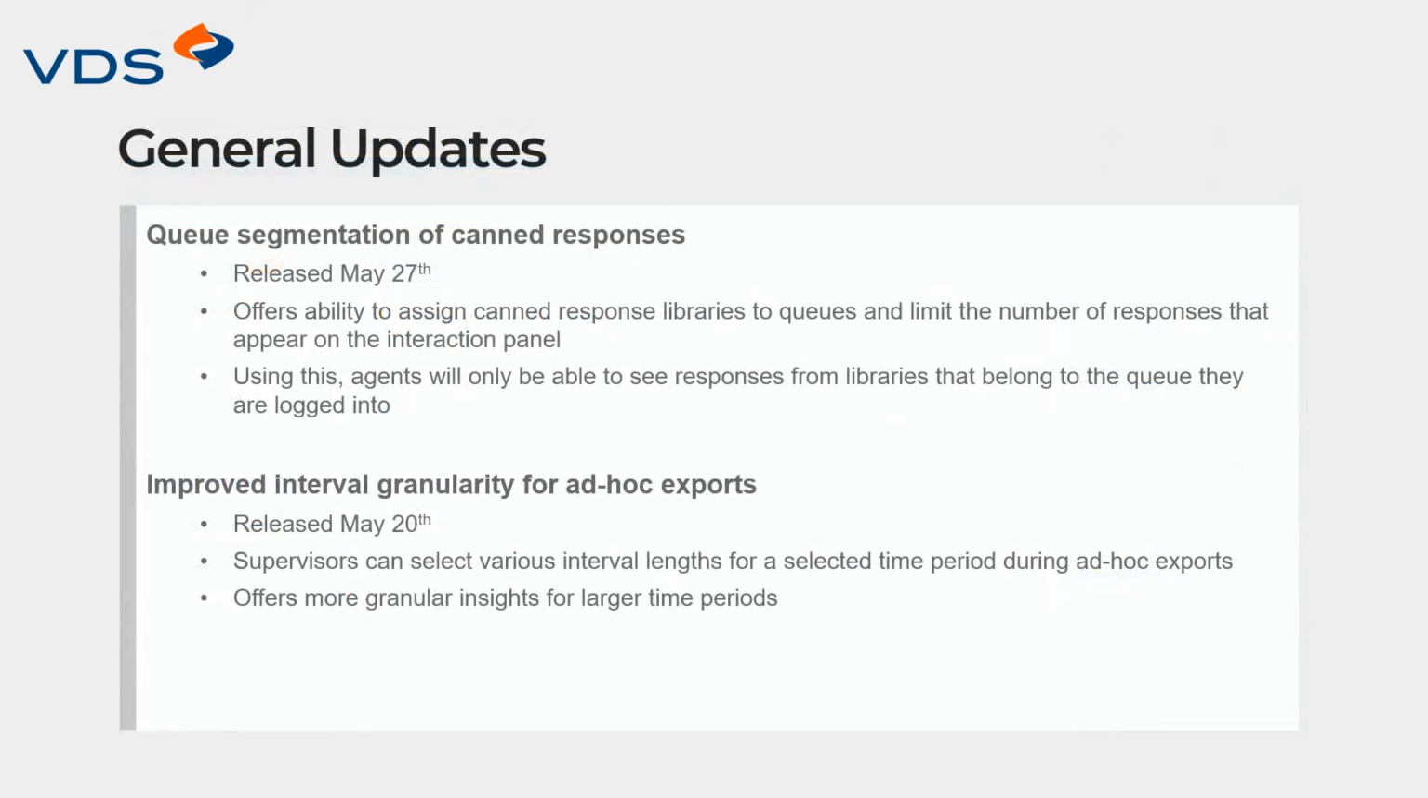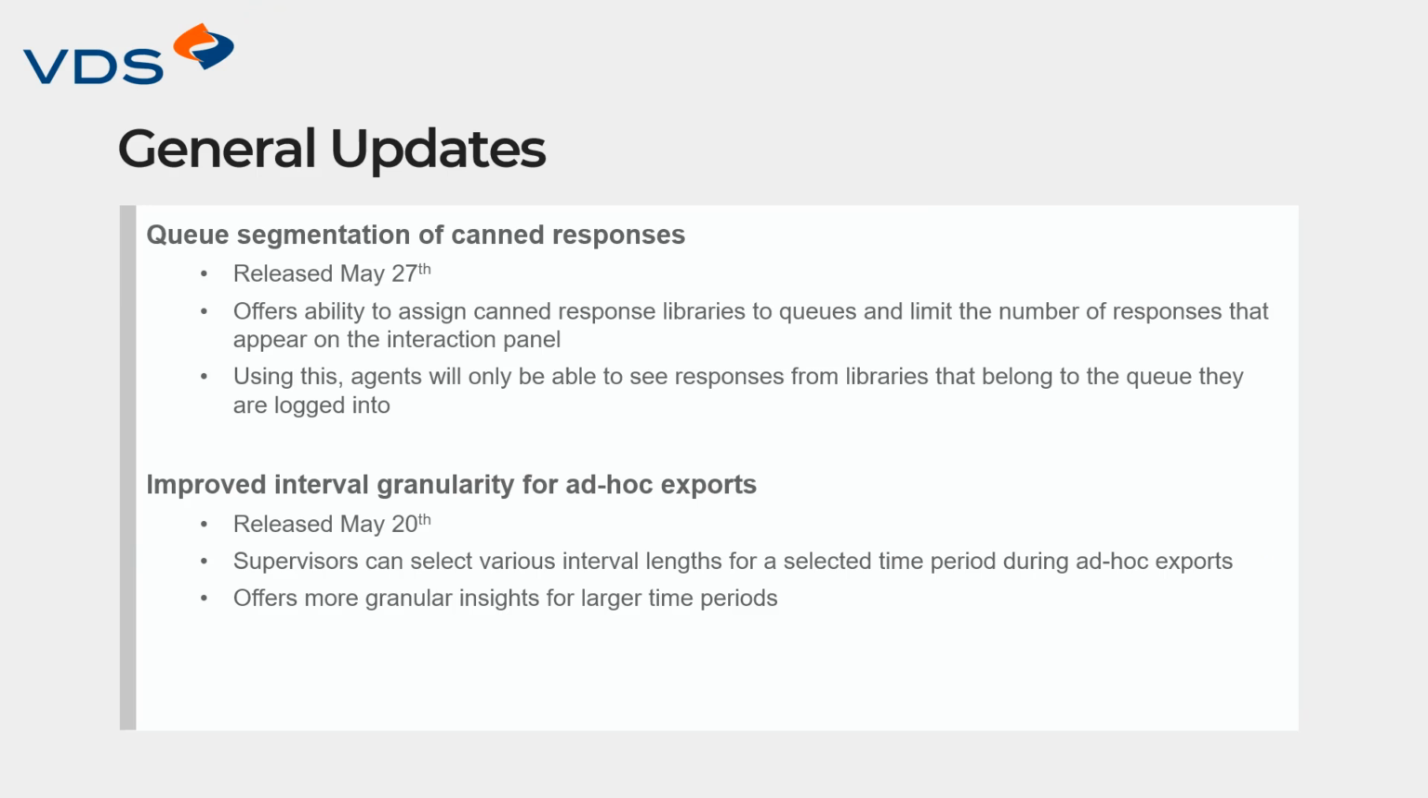Couple of the first ones that I wanted to just bring attention to. First one here is queue segmentation for canned responses. For those of you who are utilizing digital channels for interactions and may have canned responses for your agents, this one could be very helpful to them.